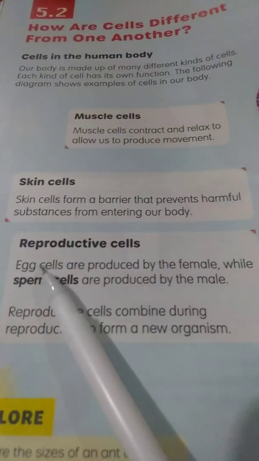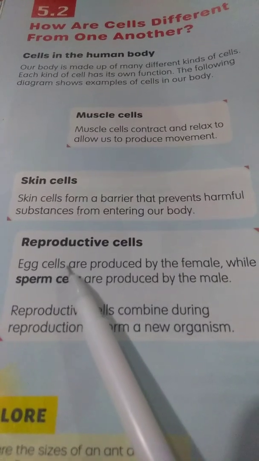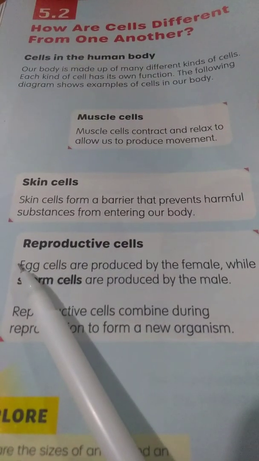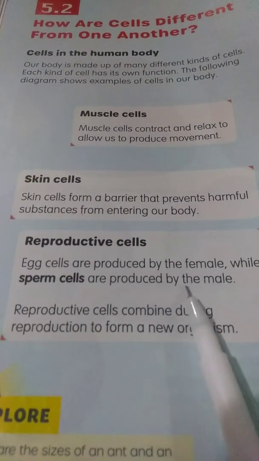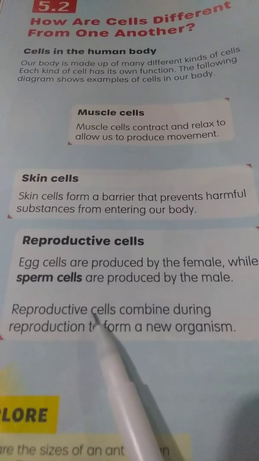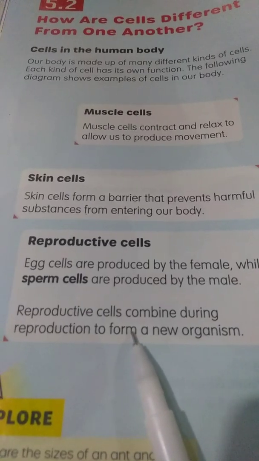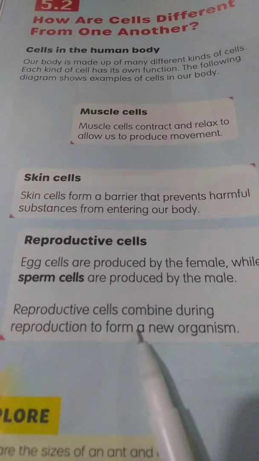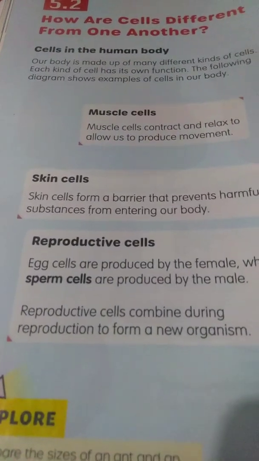And then how about reproductive cell? Sel kelamin. Okay, sel kelamin. We have egg cell. Female have egg cell, jadi perempuan itu punya sel telur, while the sperm cell are produced by male, dan laki-laki punya sel sperma. The reproductive cells combine during reproduction to form a new organism. Apa fungsi sperm cell and egg cell ini? Untuk membentuk a new organism, makhluk hidup baru, jadi memiliki keturunan.